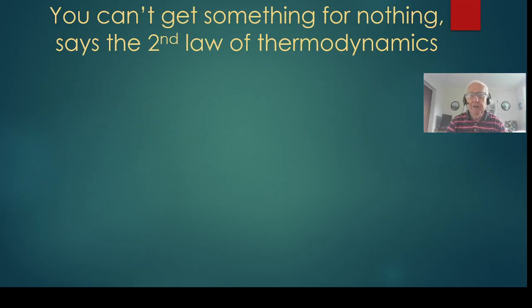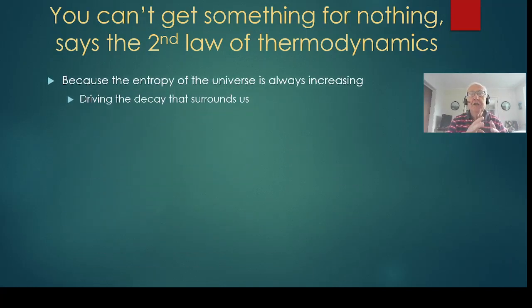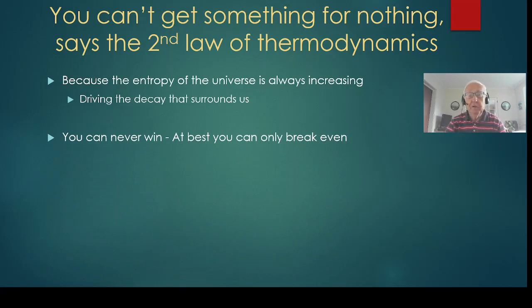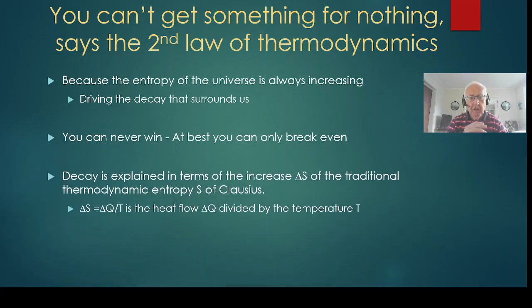You can't get something for nothing, so says the second law of thermodynamics, because the entropy of the universe is always increasing, driving the decay that surrounds us. You can never win, so says the second law. At best, you can only break even. The decay that we experience is explained in terms of the increase in entropy, delta S, of the entropy measure of Clausius. Delta S is equal to the heat flow divided by the temperature. Ultimately, even the sun will run down.